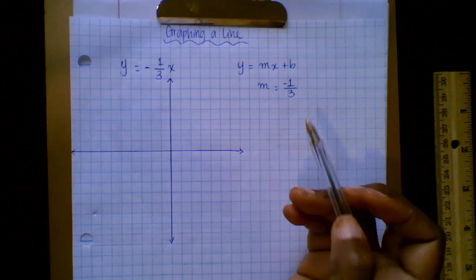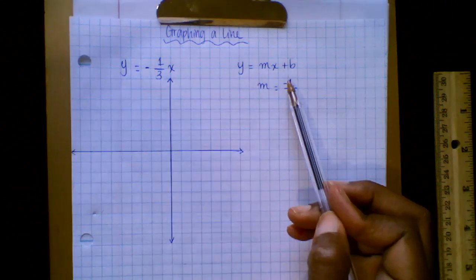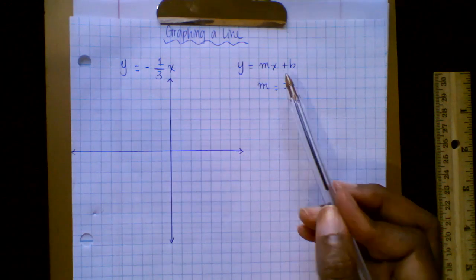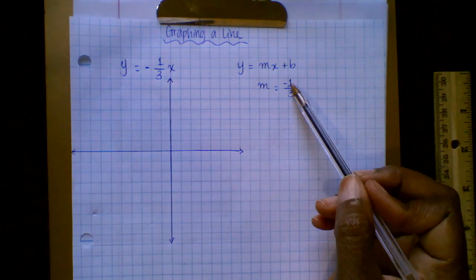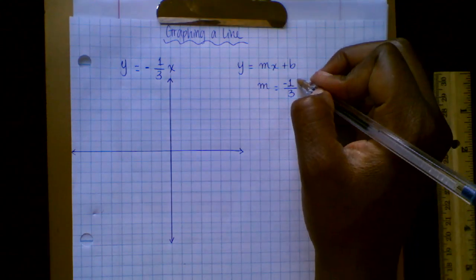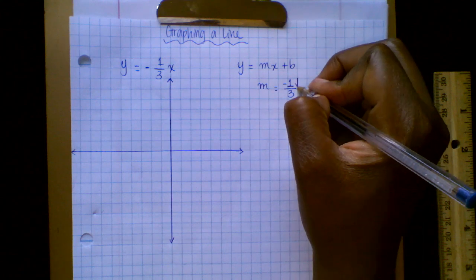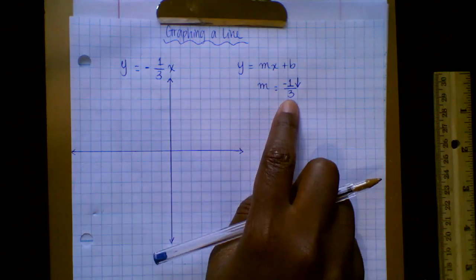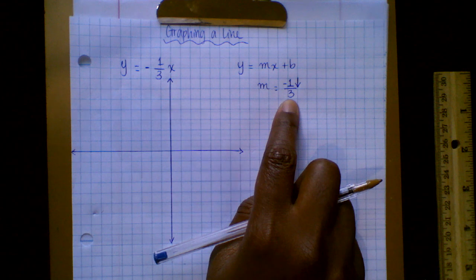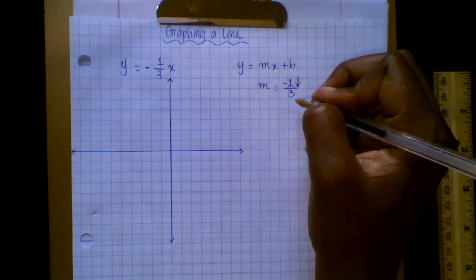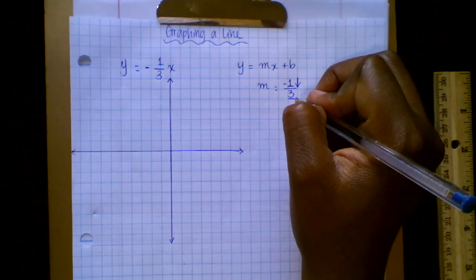Now, since I brought the negative upward, what is the rise? The rise is -1, which is a negative number, so I'm going to go down 1 unit. And the run is +3, so I'm going to move to the right 3 units.